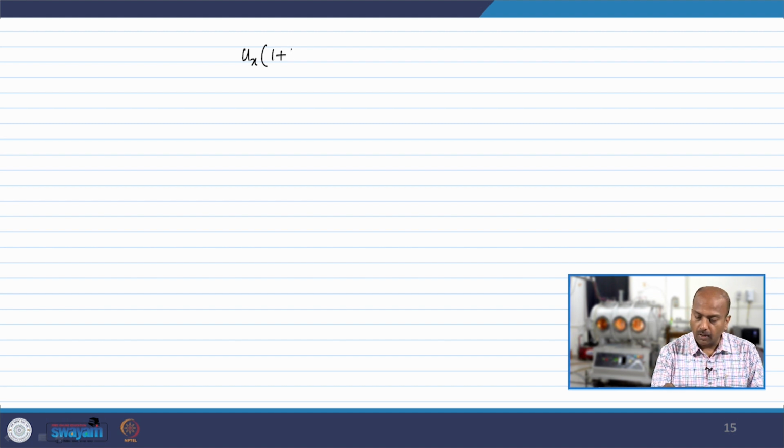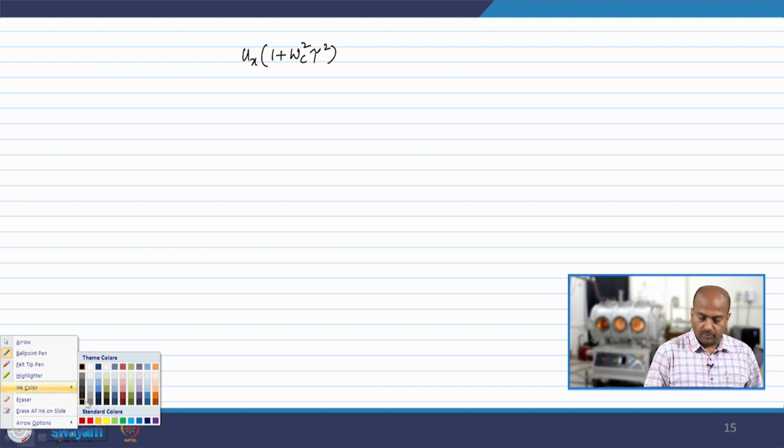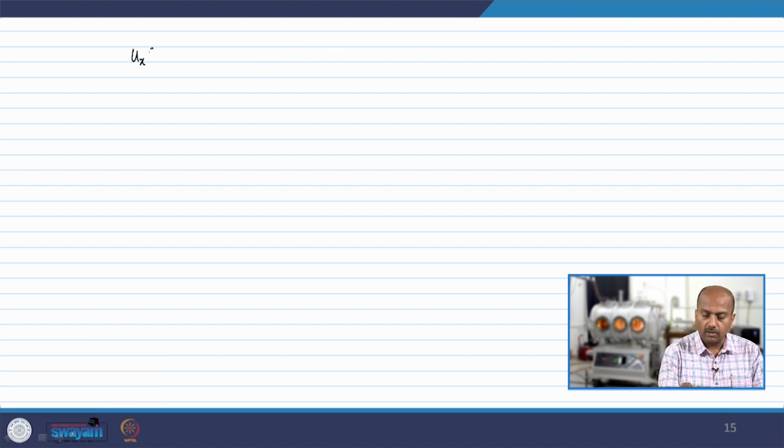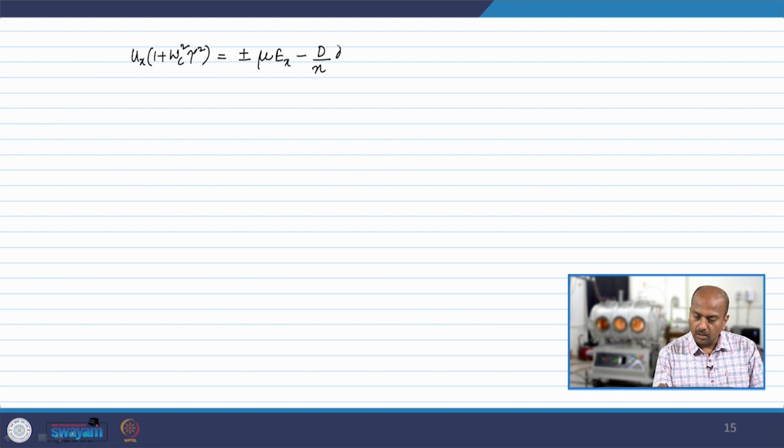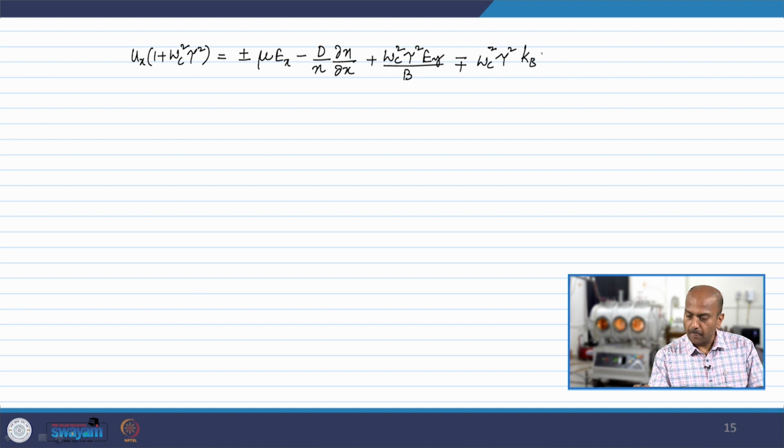ux times 1 plus omega c square tau square. What is tau? Tau is the inverse of collisional frequency. So, ux times 1 plus omega c square tau square is plus minus mu Ex minus D by n dou n by dou x plus omega c square tau square Ey divided by B minus plus omega c square tau square kBT by EB 1 by n dou n by dou y.